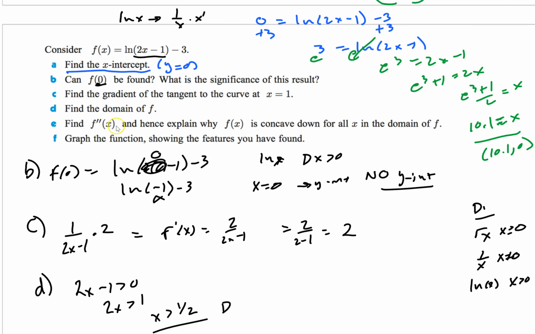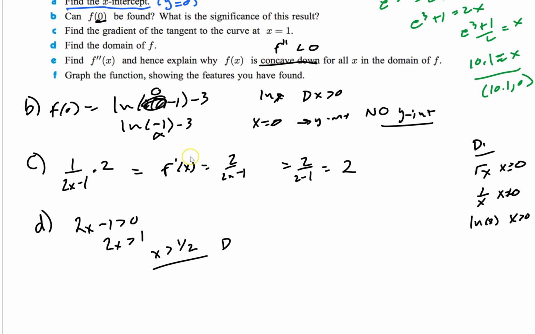They want me to find the second derivative, and hence explain why f prime is concave down for all x. Well, think about this: why is it concave down? Concave down means the second derivative is negative. So they want me to find the second derivative, and it should always be a negative value. So let's see that. This is my derivative. The second derivative would be another quotient rule.